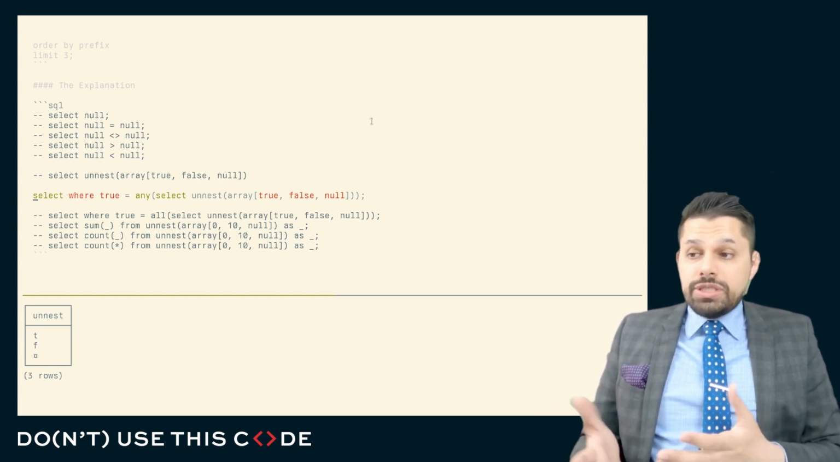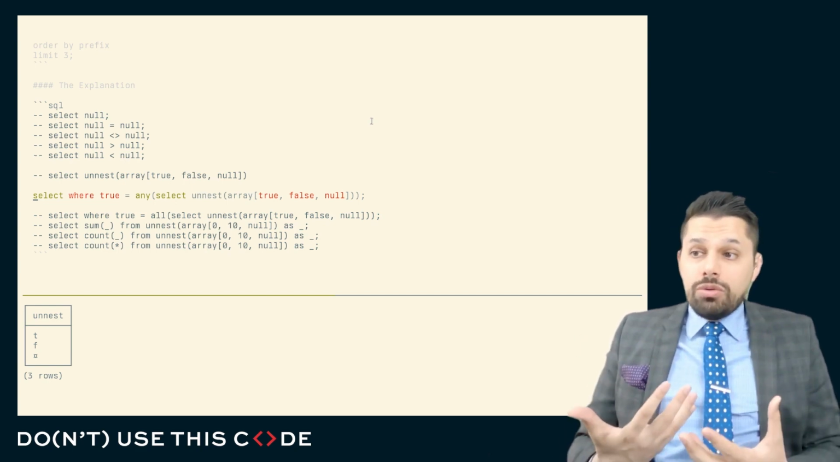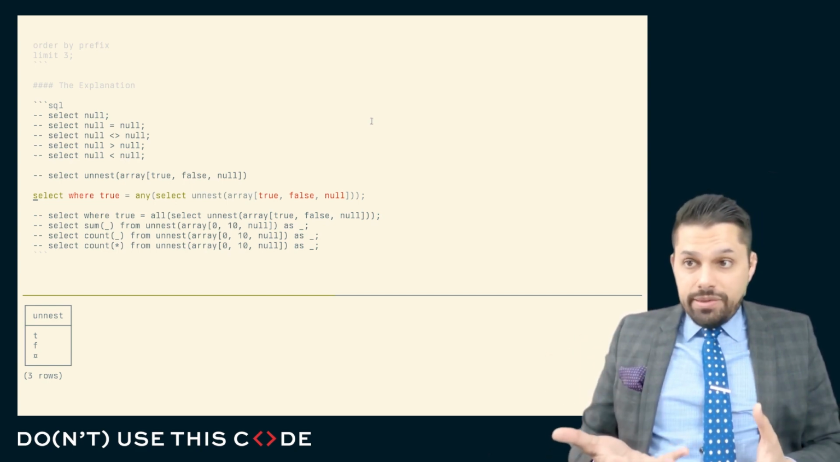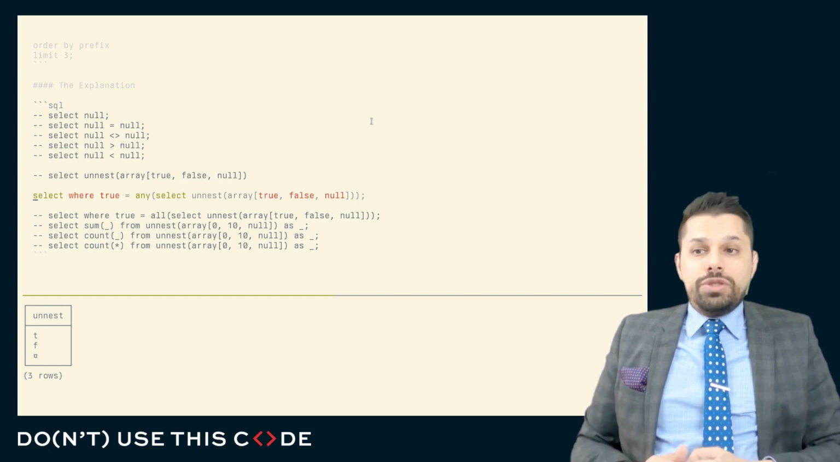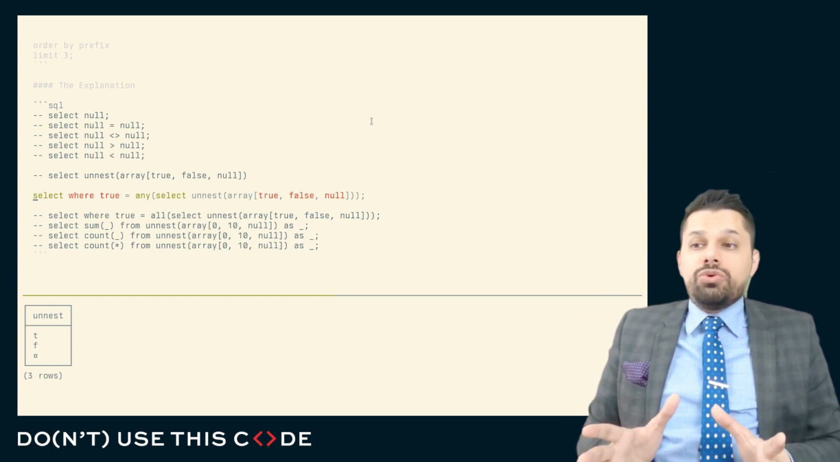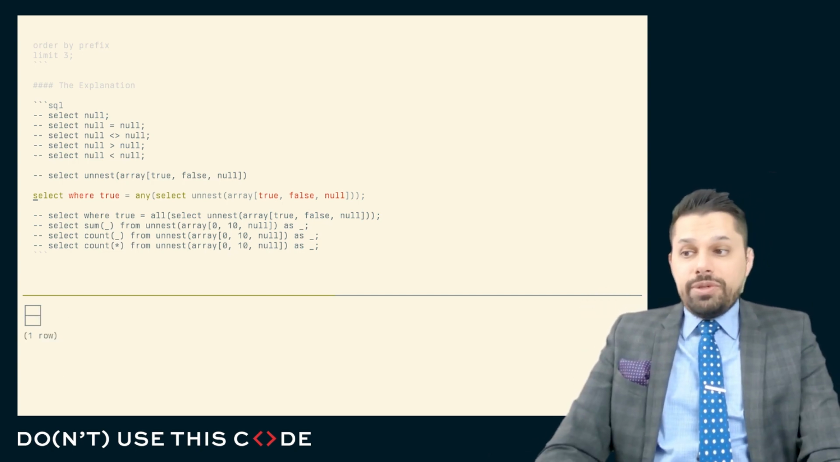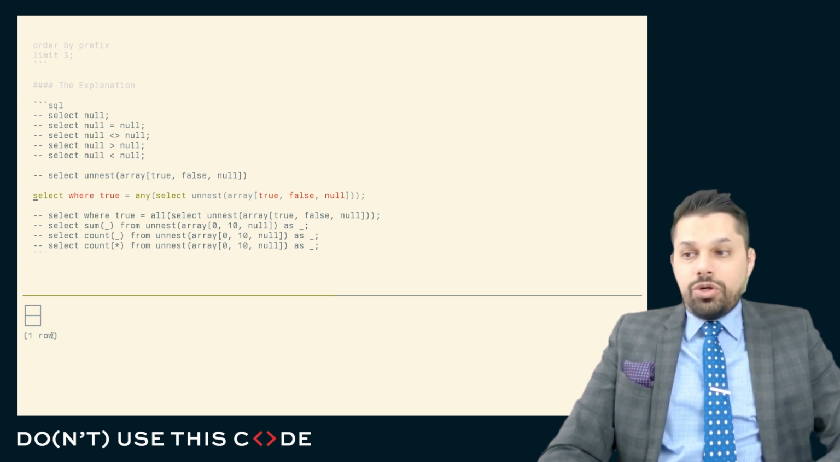So this query should say, return one row if any of these values, true, false, or null, are equivalent to true. And at least one of them is equal to true. That happens to be the true value itself. And so this does correctly return one row.